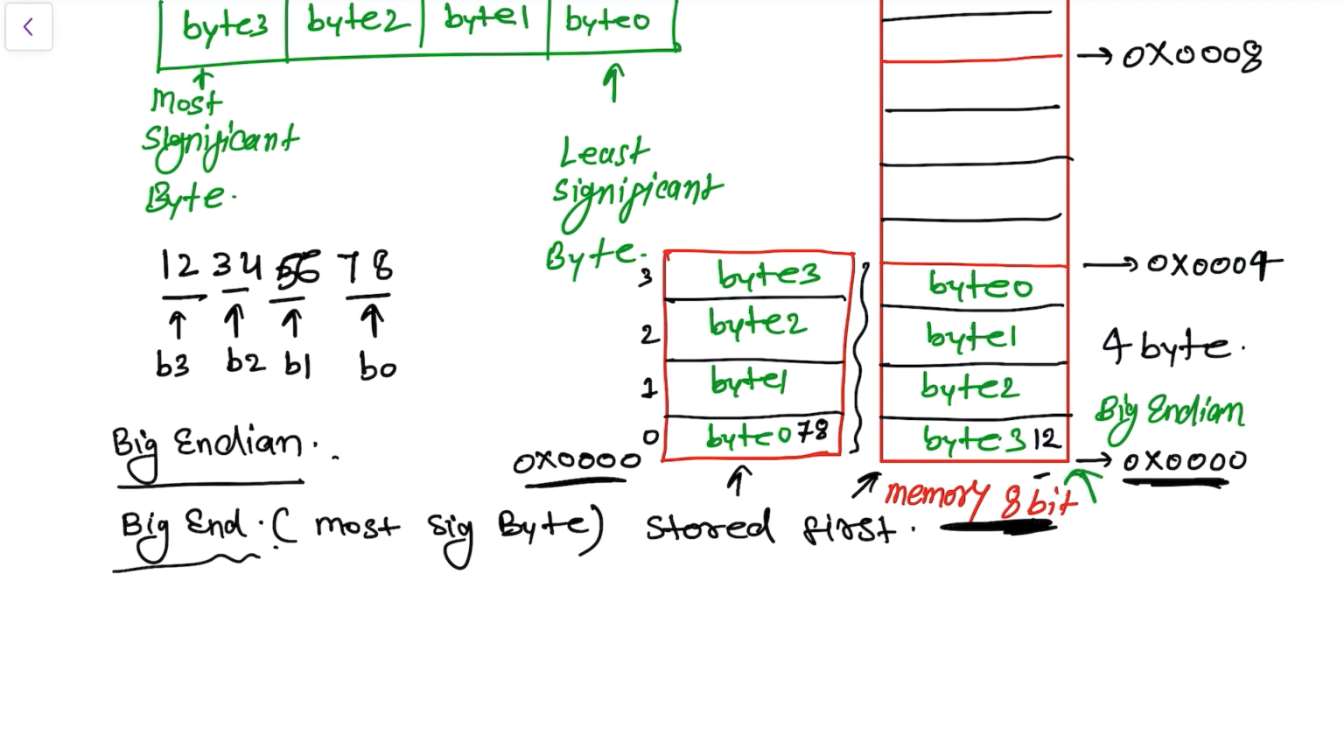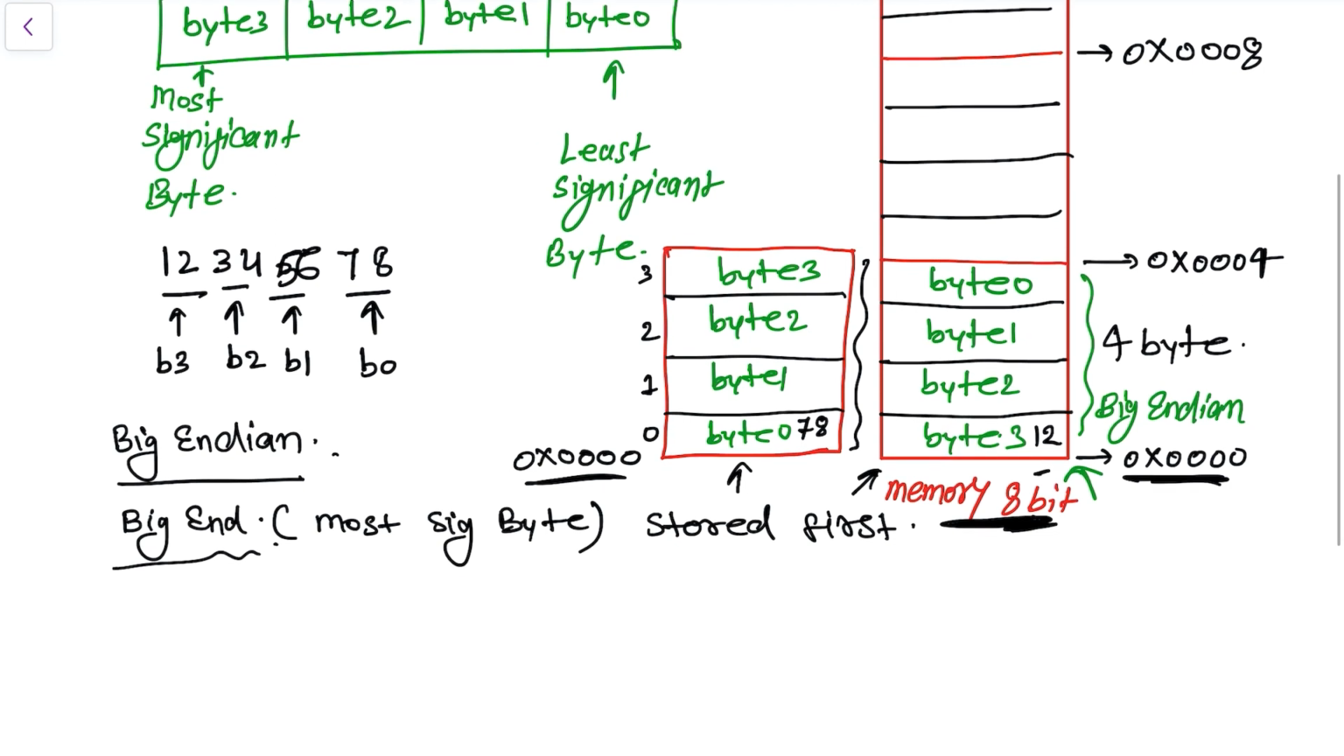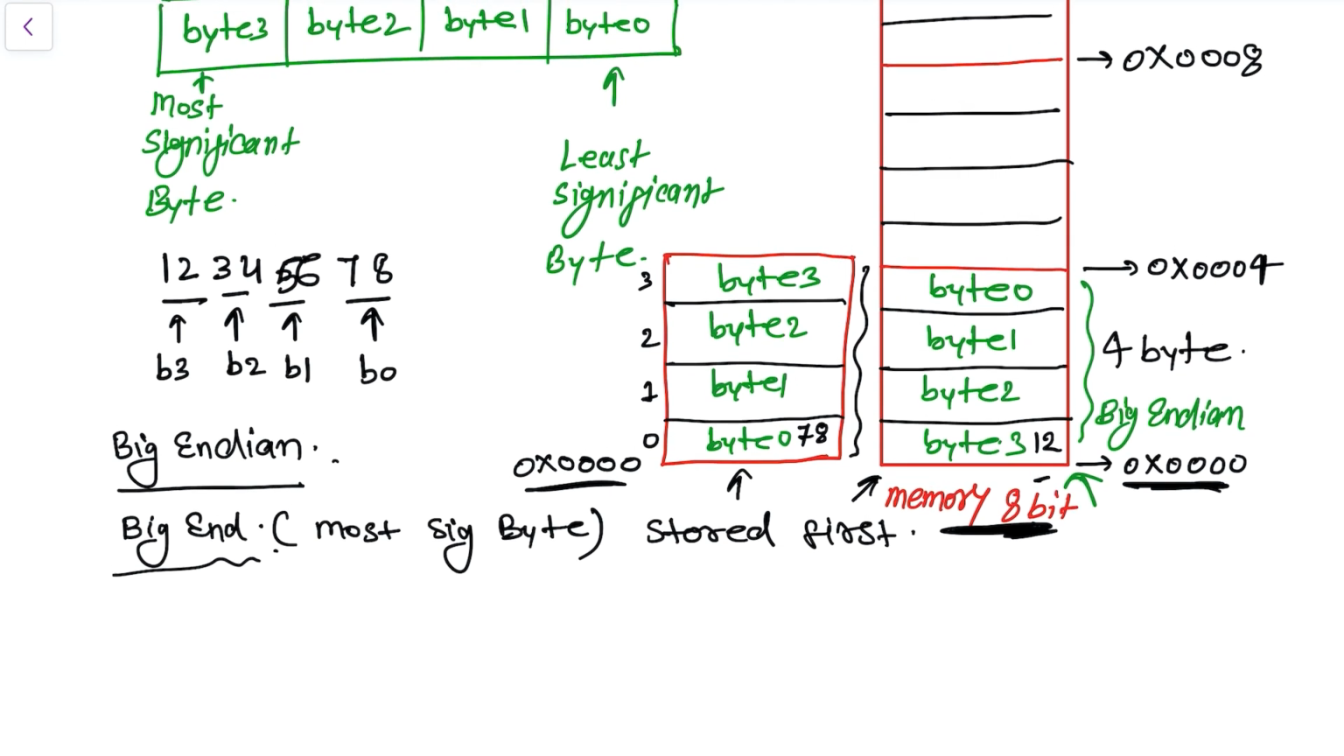So storing the data in this fashion is the big Endian. That means the most significant byte will be stored first. Then it will be stored like this: 1 2, and then 3 4, and then 5 6, and then finally 7 8. But in little Endian, which is this one, what happens?